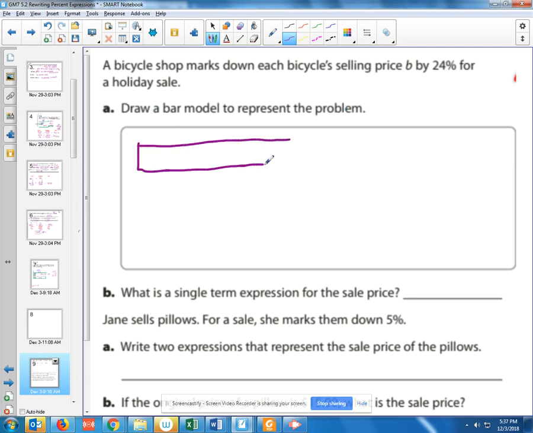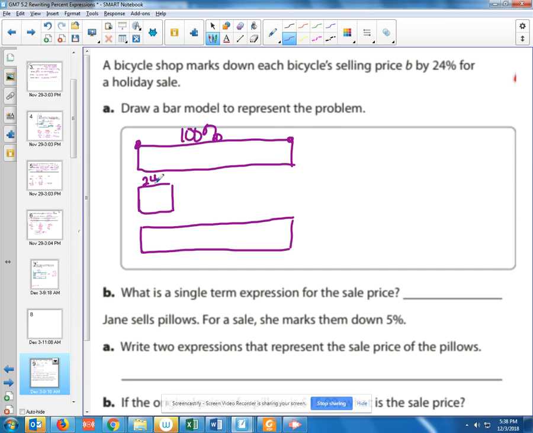So what I want you to do in this box is draw a rectangle on here, leave some space in the middle, and draw the same exact rectangle underneath. Now, 24%. In the middle, we're going to draw approximately 24% of this. The top is the whole price, the 100%. Smack dab would be 50%. A fourth of it would be 25%. So we're going to do pretty close to a fourth, okay? This is 24%.